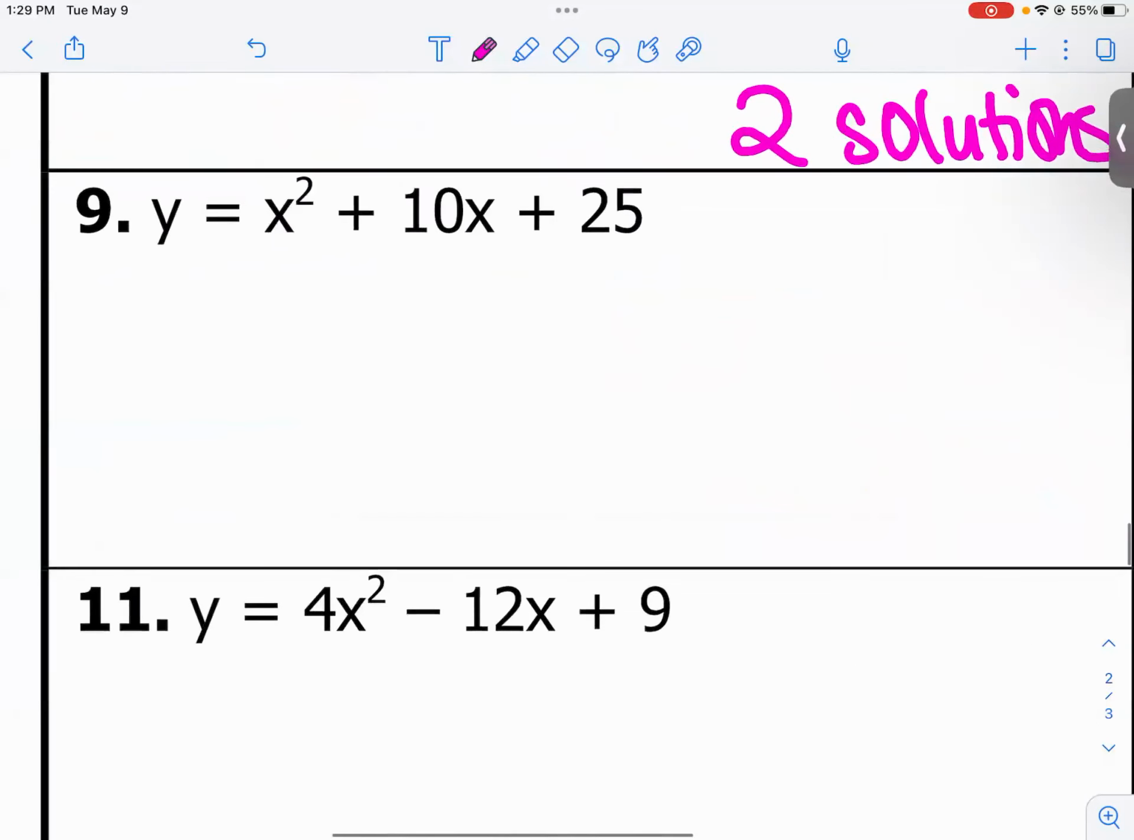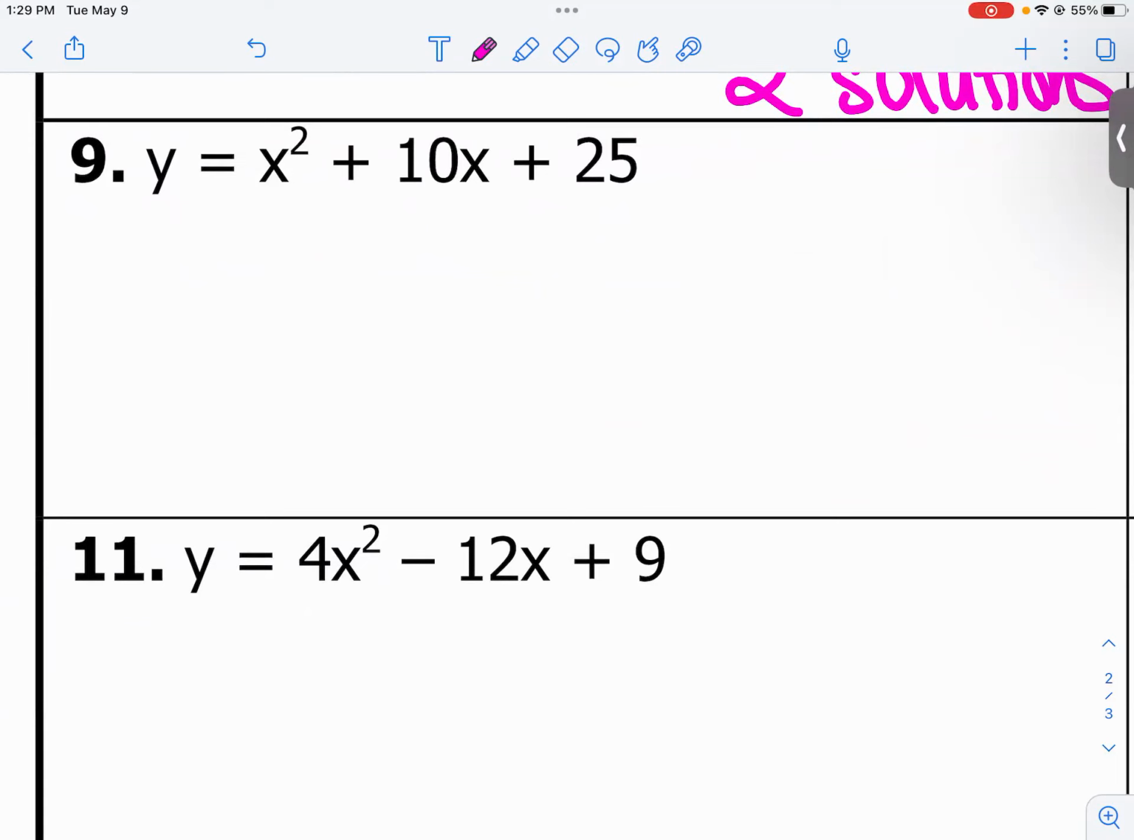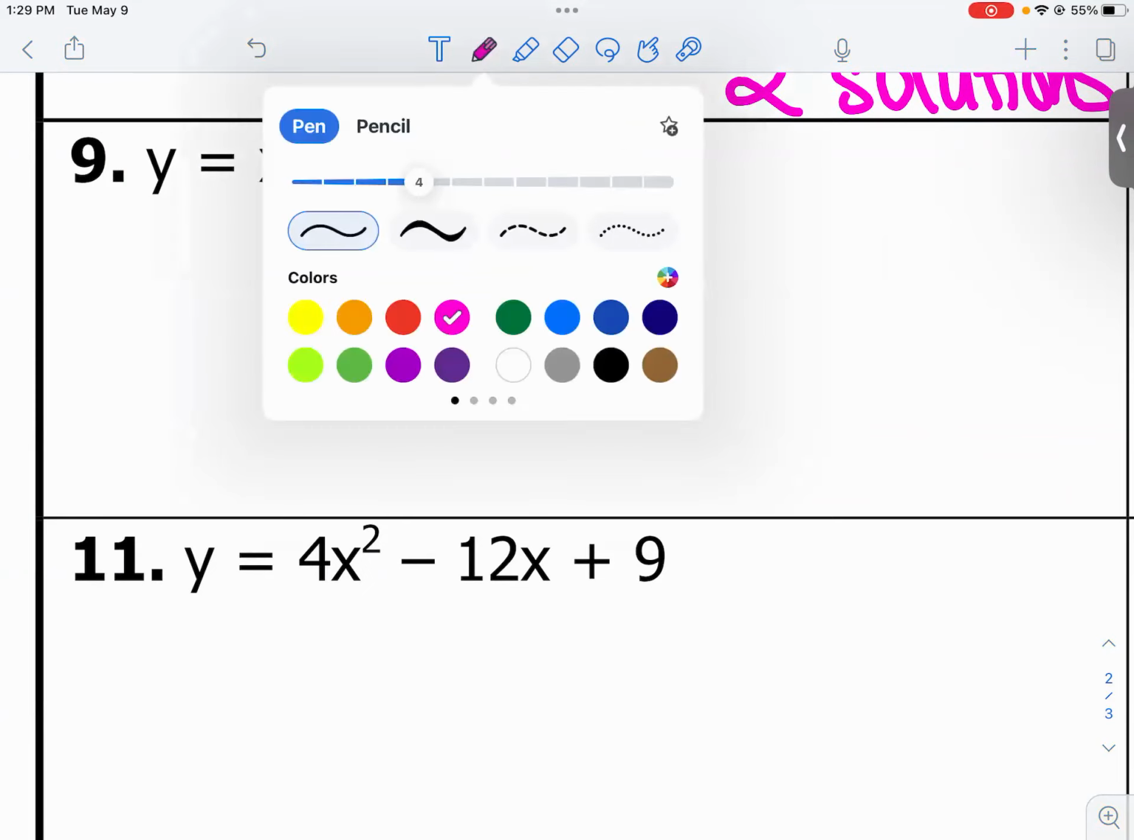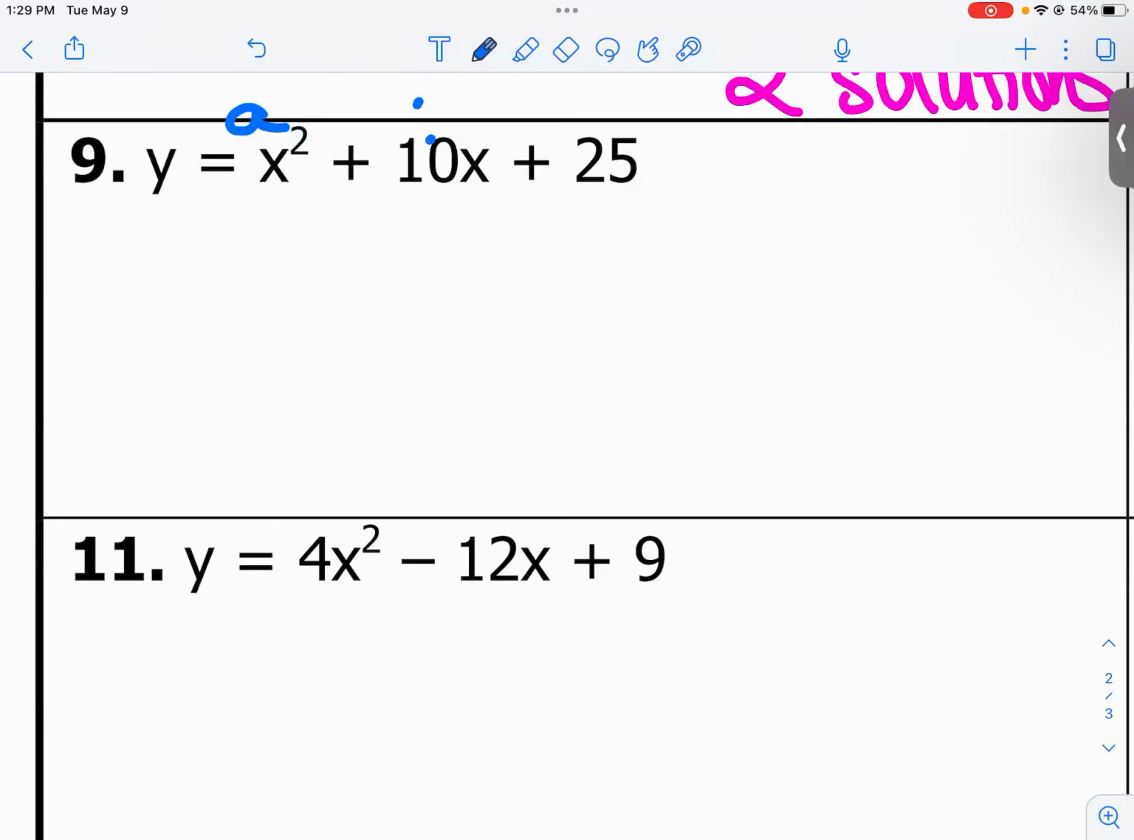You do number 9. Yes, that's fine. You guys get 1 solution?